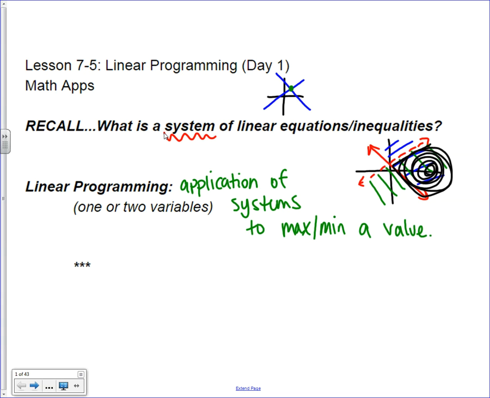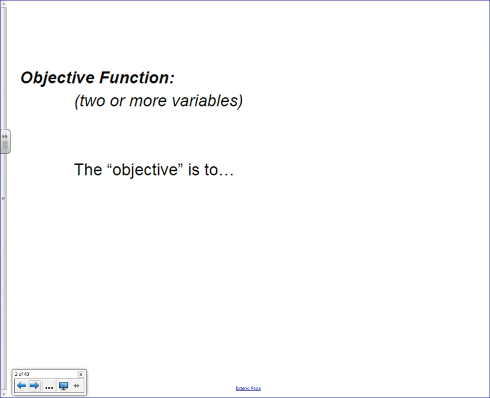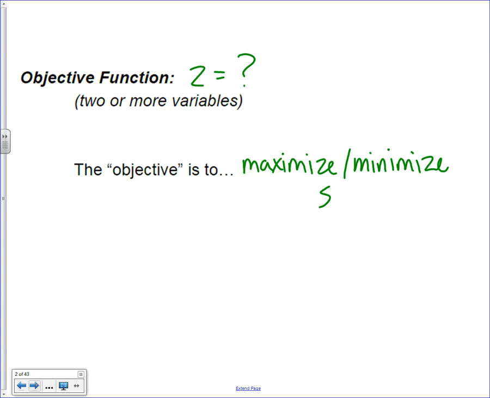So first things first, we have this objective function, okay? And the objective function is normally z equals something, okay? The point, or the objective, is to maximize or minimize something. Okay, and this first section is going to show us how to do that. So take a look at the next section here. It says, find the value of the objective function at each critical point of the graphed region. Determine the maximum and minimum values of the function.